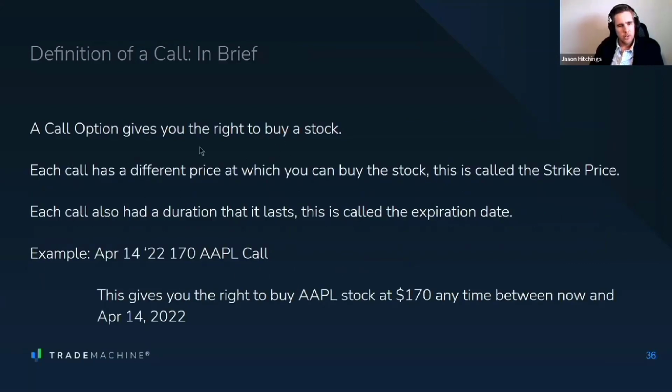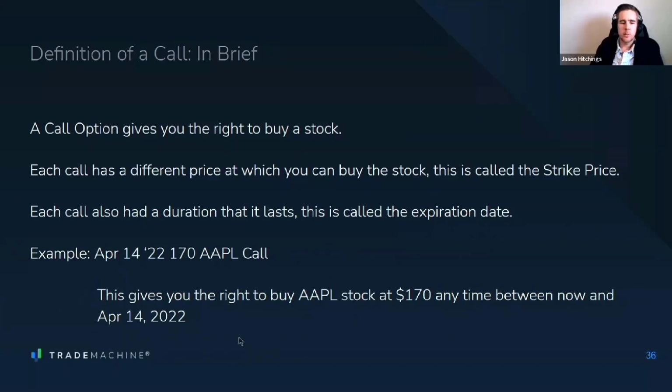So a call option is giving you the right to buy a stock, and each different price that you can buy at, whether it's buying at 10 or 100, those are called the strike prices. And each call lasts some certain amount of time, and that's the expiration date or the duration or the maturity. So just looking at a simple example, this would be, it says April 14, 2022, 170 Apple call, and that would give you the right to buy Apple at 170 anytime between now and April 14th.